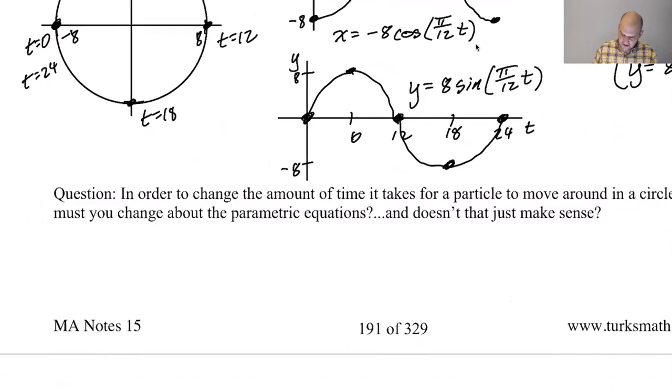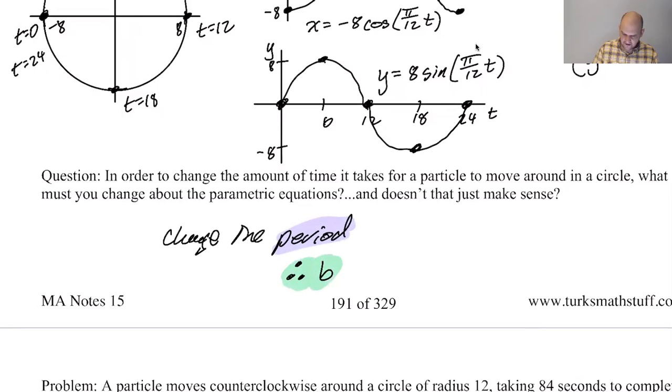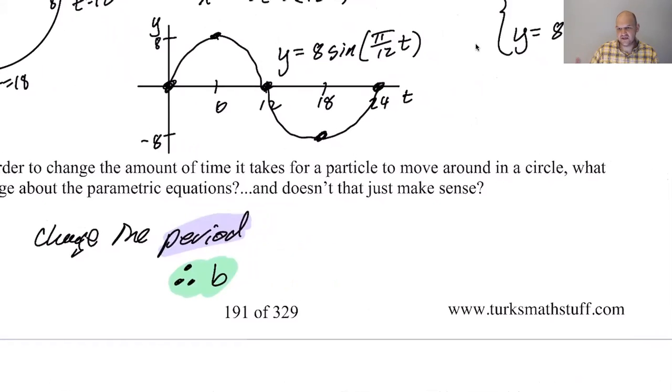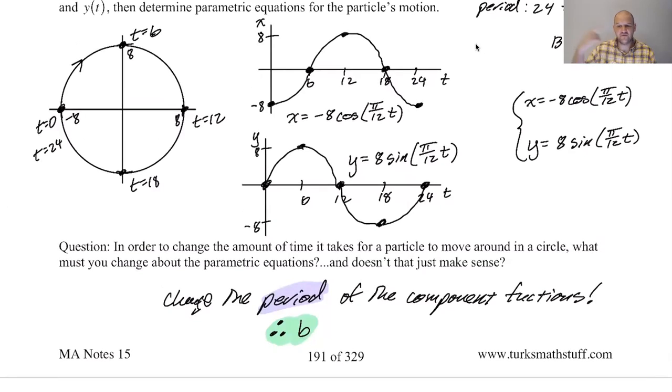So in order to change the amount of time it takes to go around a circle, you have to change the period. So I'm going to highlight that, and then I'm going to say, therefore, change b, right? If you learned these the way that I teach them, it's the coefficient of t, or the coefficient of x usually, but t in this case. Change the period of the component function. I think that makes a lot of sense. You're changing how fast it's graphed, so it should change how fast you move.